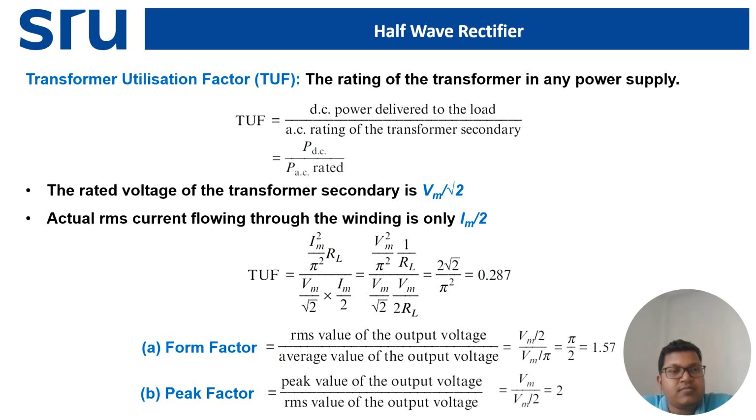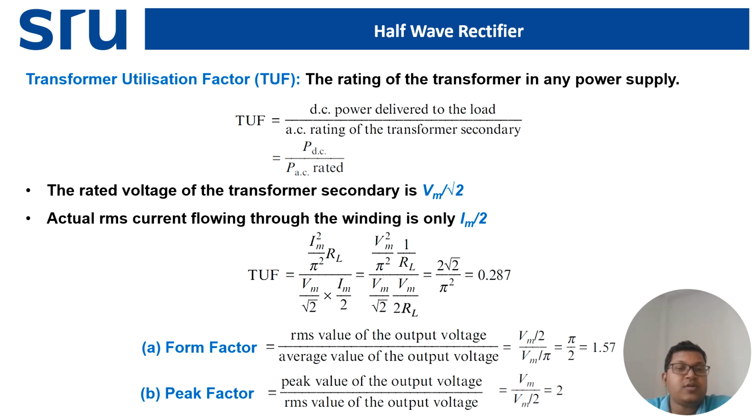Now another parameter is the transformer utilization factor, TUF. The rating of the transformer in any power supply is called the TUF, and it is defined as the DC power delivered to the load divided by the AC rating of the transformer secondary. Mathematically, we can write it as PDC, that is the DC power delivered to the load, divided by PAC rated.